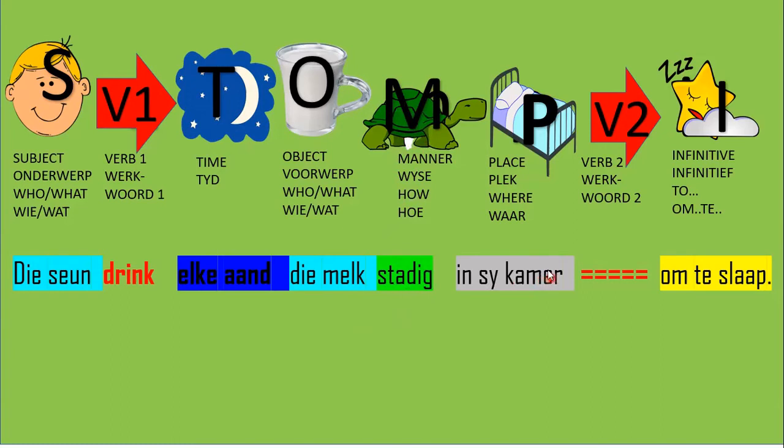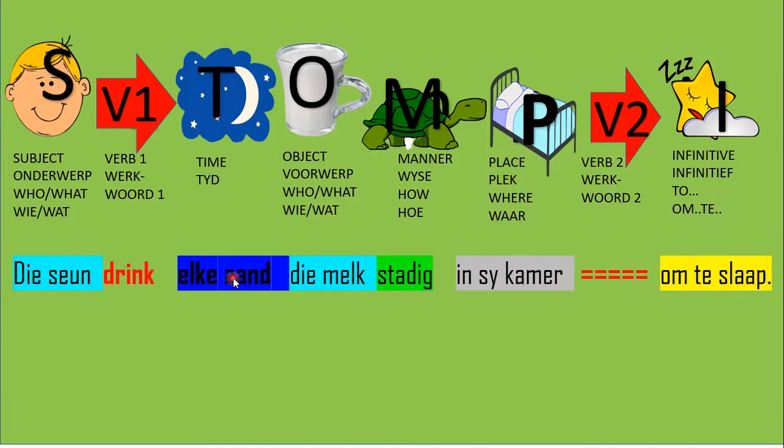In sy kamer is a place, it's the bed. P, remember the bed, remember this picture. In sy kamer, where? In sy kamer, in this instance. Verb 2 is not here in this sentence. En dan, infinitive, om te slaap.